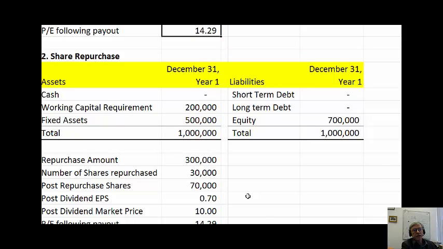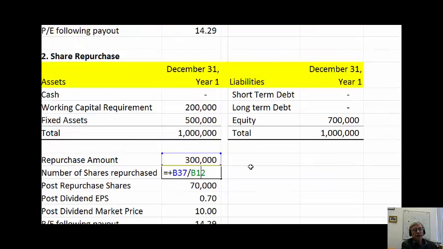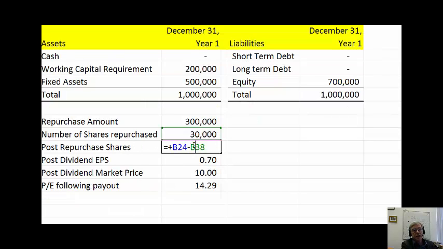Now let's look at the share repurchase. We will repurchase an amount to reduce our cash balance to zero, that same $300,000. Since the shares are worth $10 each, we have to repurchase 30,000 shares. That gives a post-repurchase number of shares outstanding of the 100,000 shares minus 30,000, and gives a post-repurchase EPS of 70 cents. Note the post-repurchase EPS is much higher than the pre-repurchase EPS because there are fewer shares that those earnings are being compared with. However, the price remains the same because there are $700,000 in equity divided by the 70,000 post-repurchase shares outstanding.